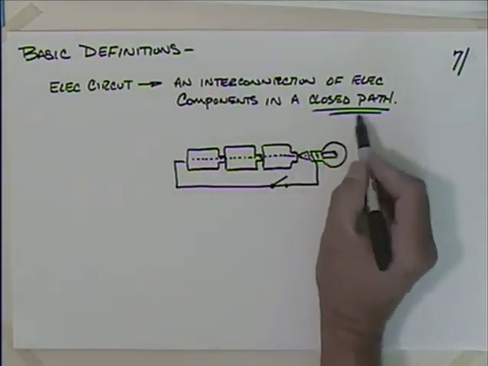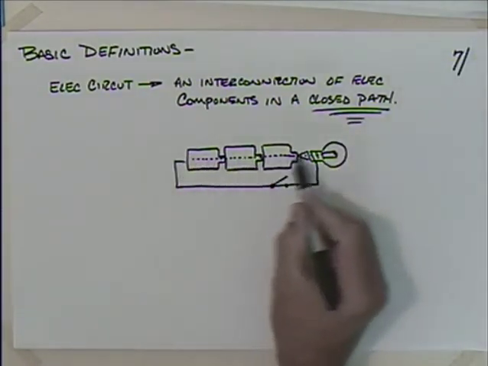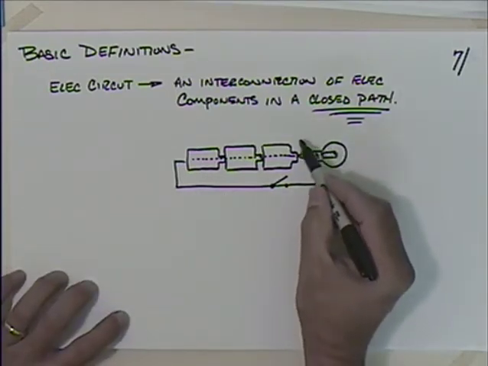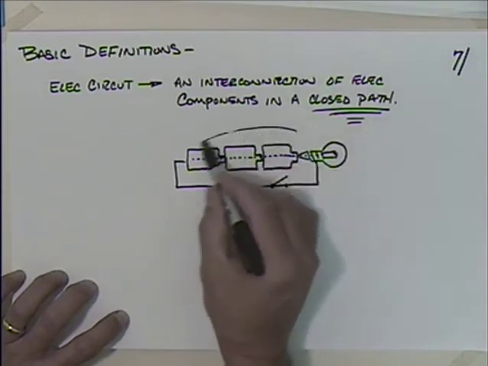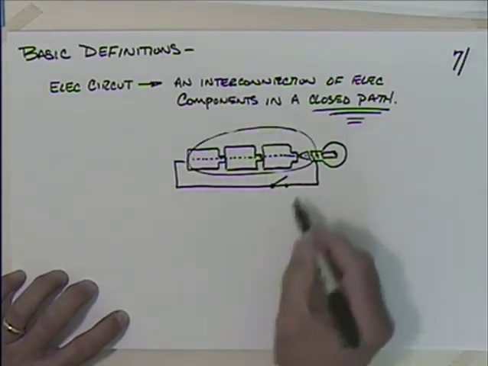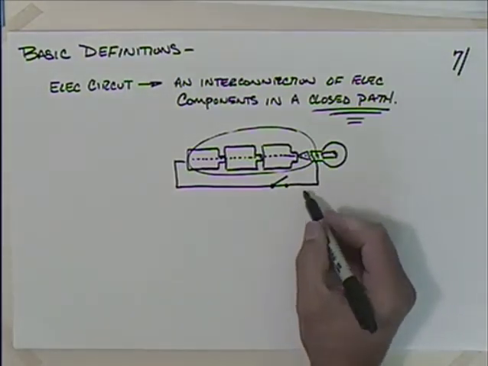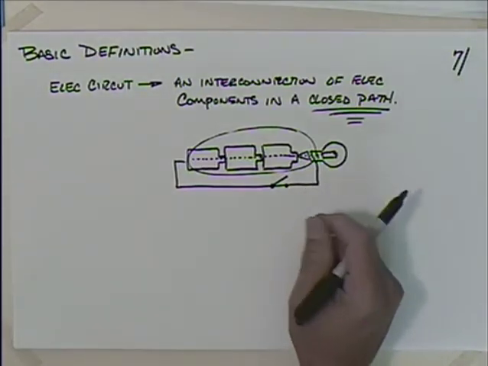So the most important part is closed path. You have to have a path for return. I've seen people in automotive wiring really do a very good job of wiring on this part of it, and then they ignore the ground path, and sometimes the ground wire may be glowing red hot.